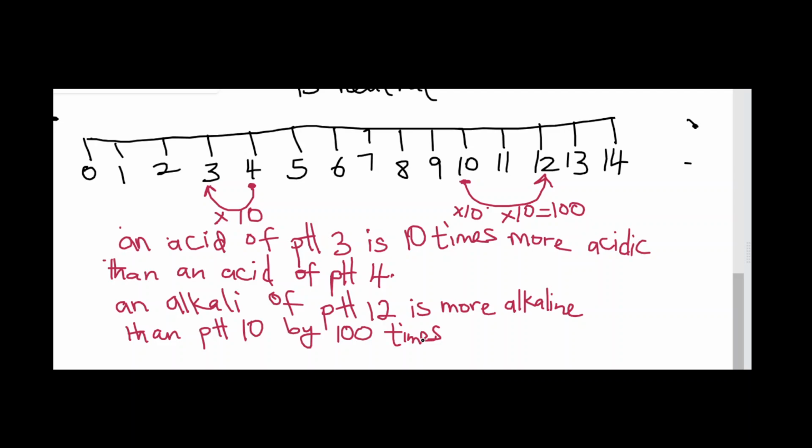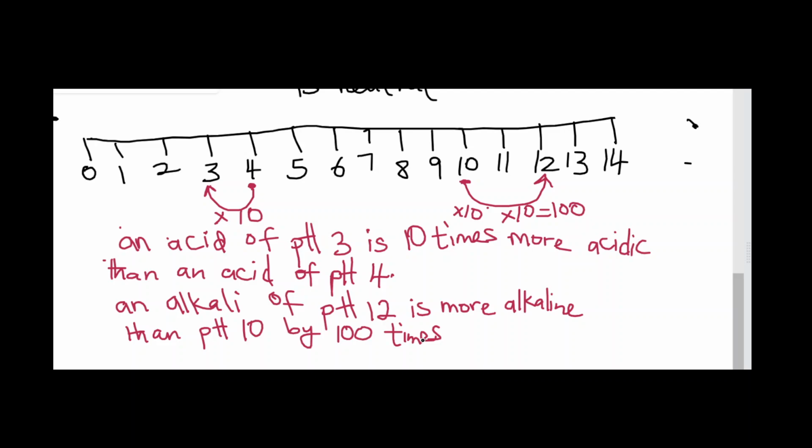Okay, so the pH scale goes up in factors of 10. That is just to summarize what I have said in that part. And then the more alkaline a solution is, the higher the pH value. The more acidic a solution is, the lower the pH value. Okay.